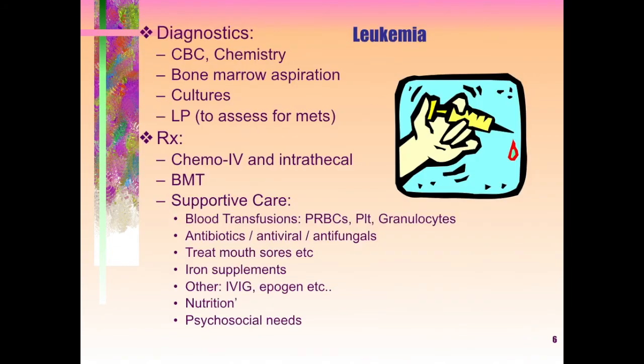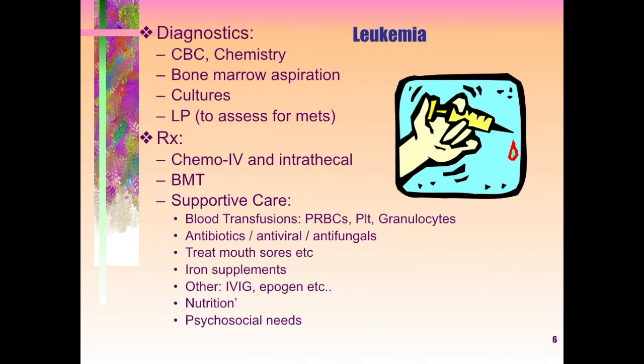The diagnostics would be a blood count, chemistries. We will do a bone marrow aspiration, and from that they will be able to tell the particular type of leukemia that they have, and based on that we'll put the child in the protocol for treatment. They may do cultures, and then we'll also do a lumbar puncture. And we do this initially to see if we have CNS involvement, and they will go ahead and give intrathecal chemotherapy at the same time.